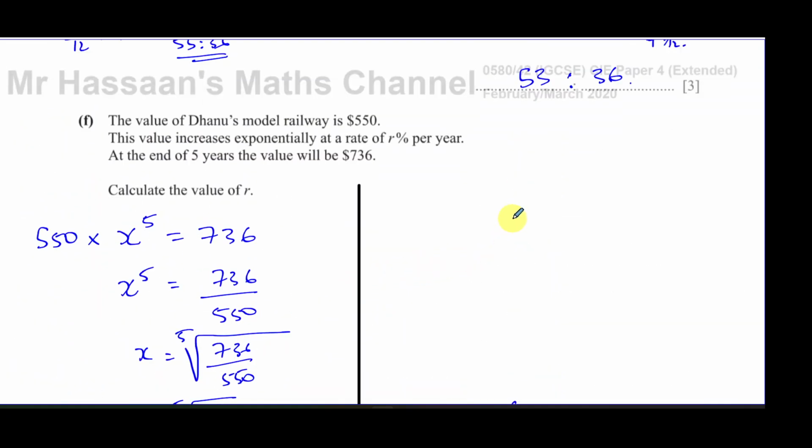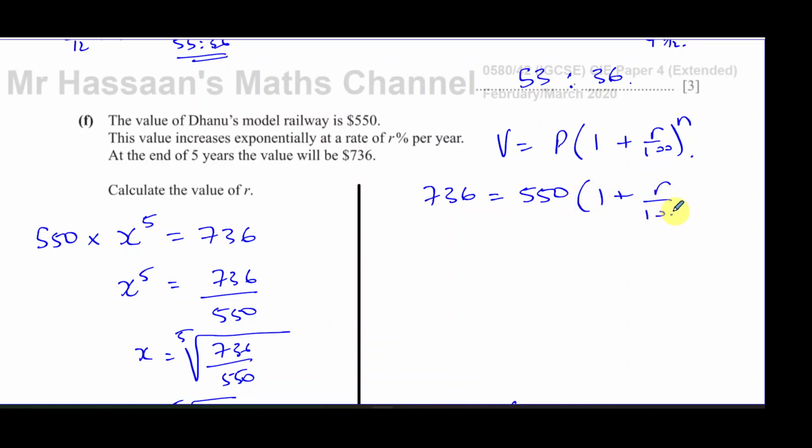The other way of doing it is to memorize the formula that the new value is equal to the principal value, the original amount, times 1 plus R over 100, to the power of n. That's for compound percentages and exponential increase, when something increases by a certain amount every year, like this particular case. So the new value is 736. That's equal to the original value, which is 550, times 1 plus R, which we have to find, over 100, to the power of 5.